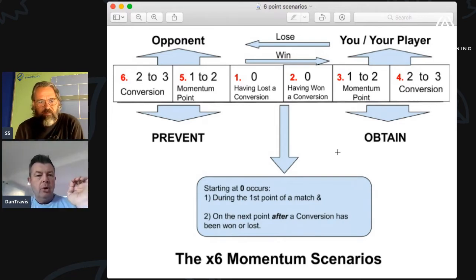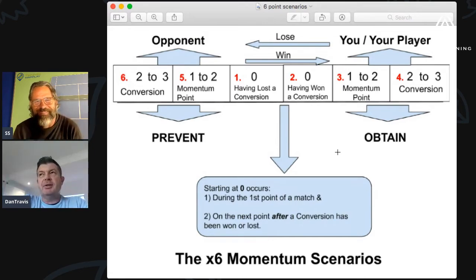So what do Art of Winning players do when they've learned the scenarios? The first thing that I've noticed with players that start to use the momentum scoring system is they begin to bring their emotions under control, because now they're using reason and counting to address the situation or the scenario that they're in, the scoring scenario that they're in.